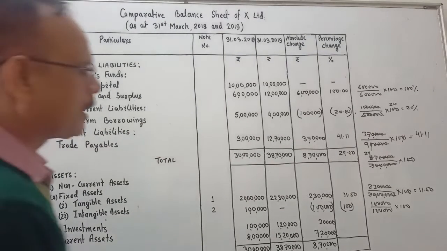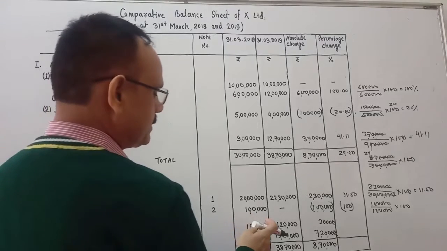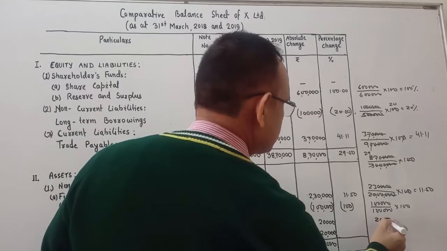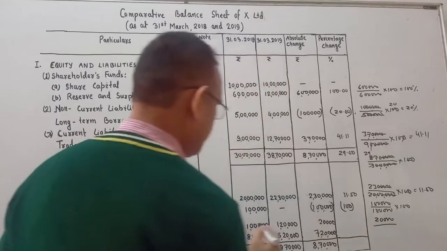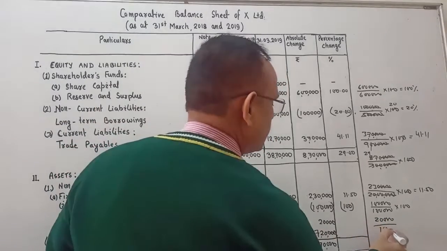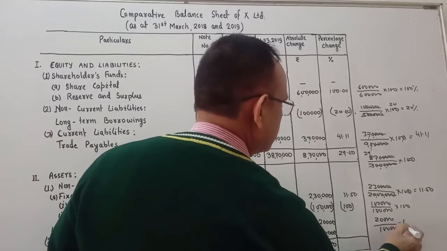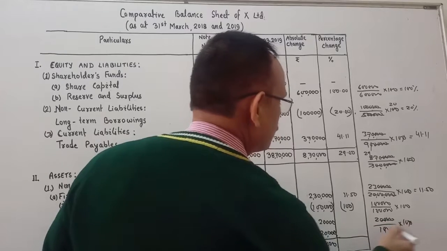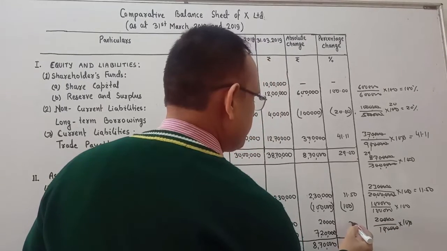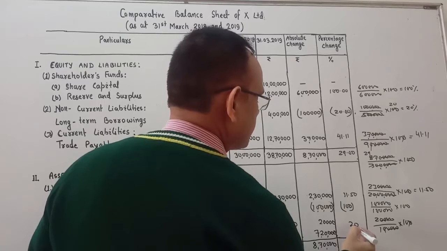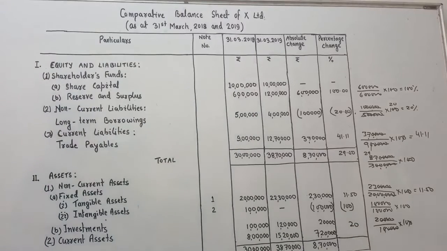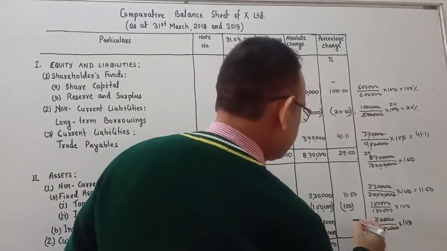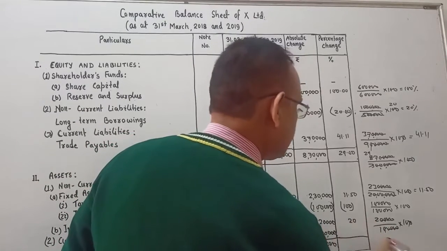Okay. Now come over here. 1 lakh to 1,20,000. It is increased by 20,000. Absolute change is 20,000 upon the previous year figure of 1 lakh, into 100. So it is 20%. Okay. Next is your 7 lakh.